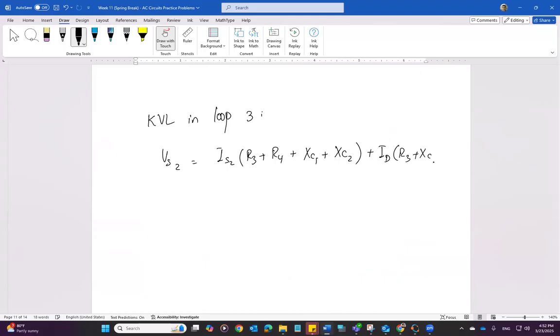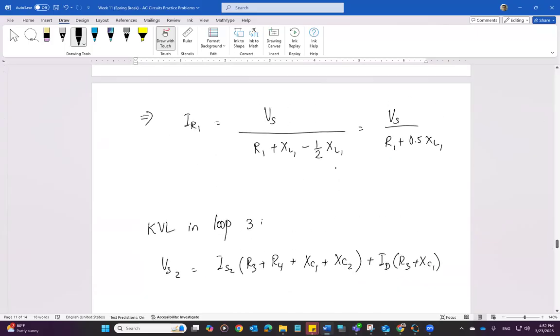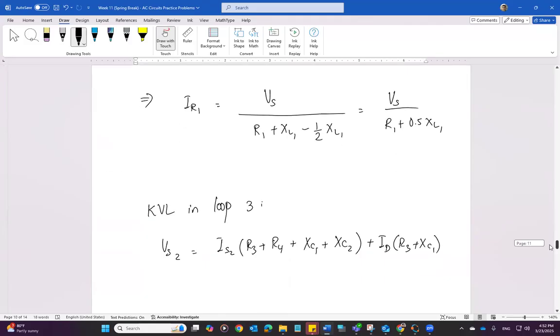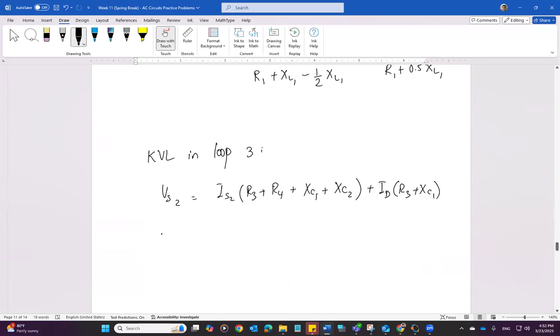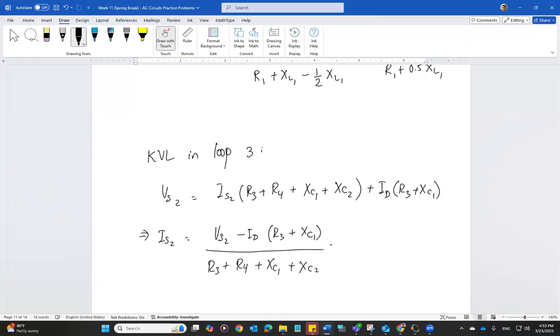R3 plus XC1. And of course, we will know the value of ID since ID is half times IR1. So once we know IR1, we will know the value of ID. That means that's a known quantity now, which will make IS2 equal to VS2 minus ID times R3 plus XC1 divided by R3 plus R4 plus XC1 plus XC2.